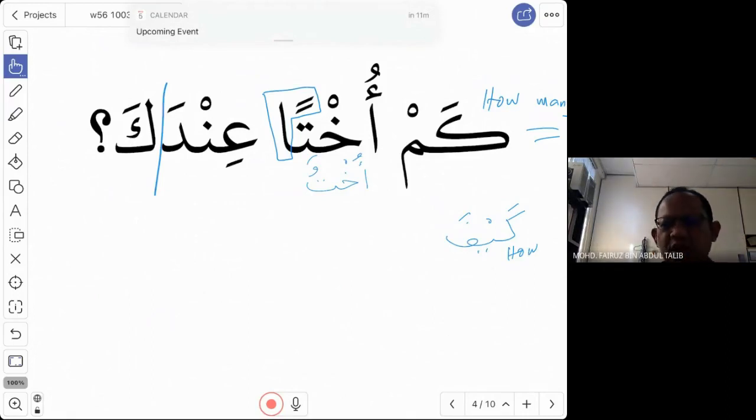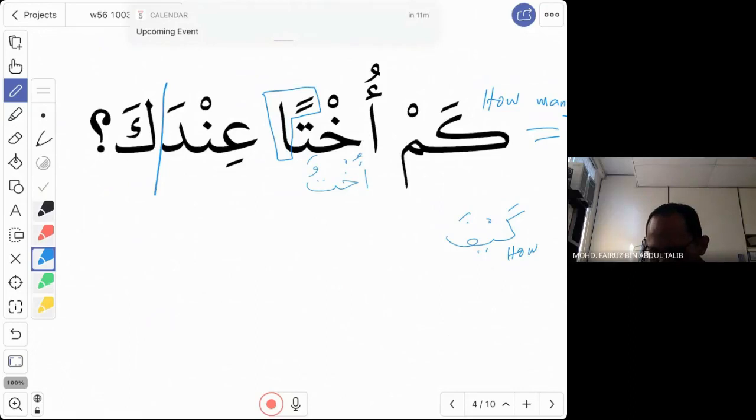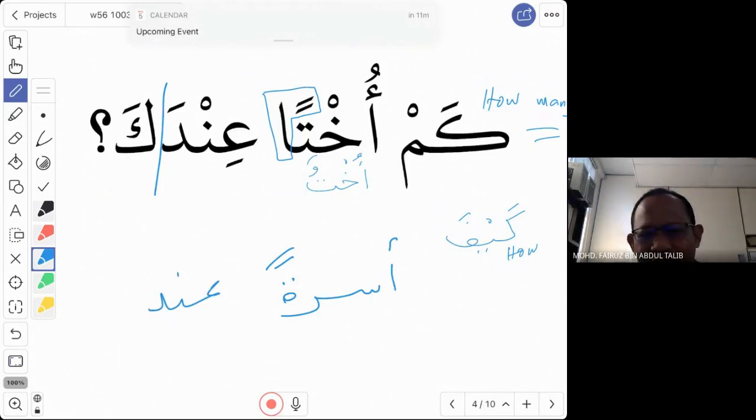Let's say you want to say how many family do you have? So what is the phrase or what is the question? How many family do you have? Follow this structure. Kam usratan indika. Kam usratan indika. Is it indika? How do you read the word? Indi or inda?